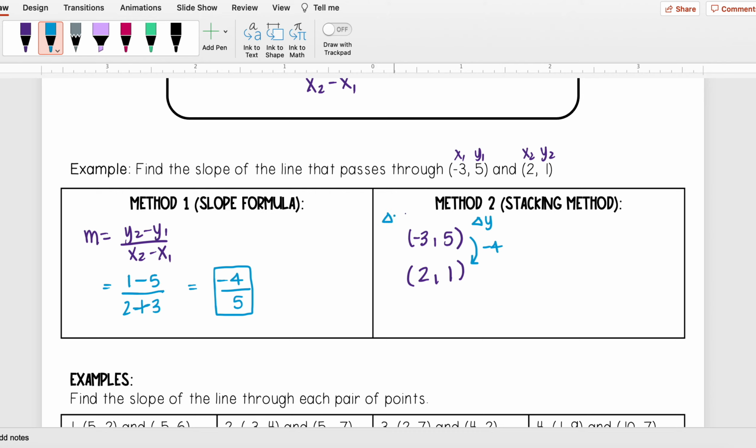And then I need to look at my change in x. So I need to think, how do I get from -3 to 2? What do I need to add to get from -3 to 2? Well, -3 plus 5 gets me 2. And so my slope, I know, is just my change in y over my change in x. Well, my change in y is -4. My change in x is 5. And so my answer is -4/5. And I see that matches with my slope formula method.